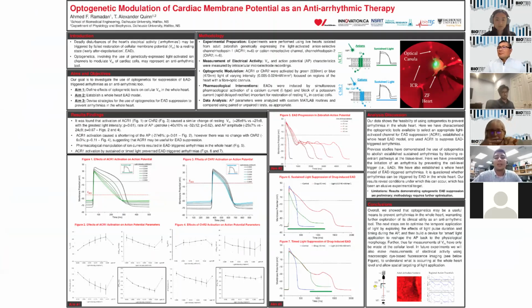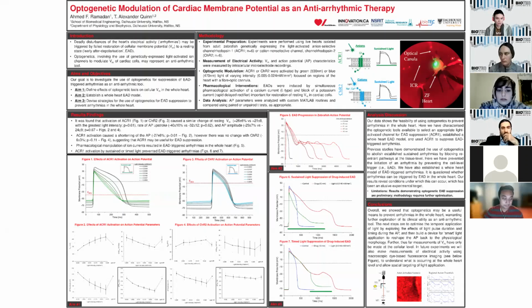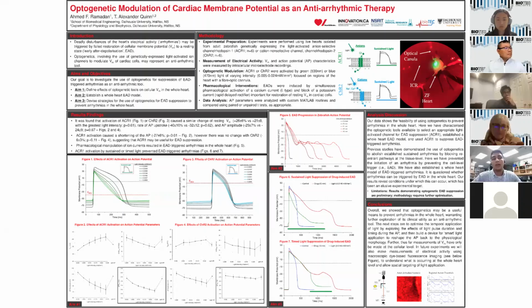Researchers are exploring something called optogenetics as a new way to stop arrhythmias. So what's optogenetics? Well, optogenetics refers to the use of light and light-activated ion channels to modulate electrical activity in the heart. My goal is to use optogenetics to stop arrhythmias by aiding electrical activity in achieving a resting state. My first aim is to understand my optogenetic tools and how they affect the heart's electrical activity. My second aim is to establish an arrhythmia model. And then in my third aim, I will use optogenetic tools to stop arrhythmias.